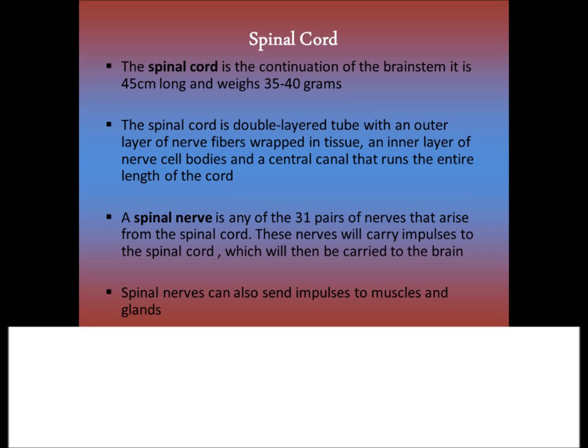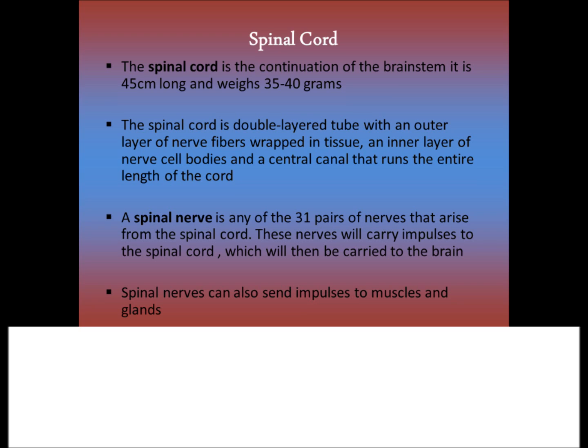Now, the spinal cord is about 45 centimeters long and weighs 35 to 40 grams. The spinal cord is a double-layered tube with an outer layer of nerve fibers wrapped in tissue and an inner layer of nerve cell bodies, and a central canal that runs through the entire length of the cord.